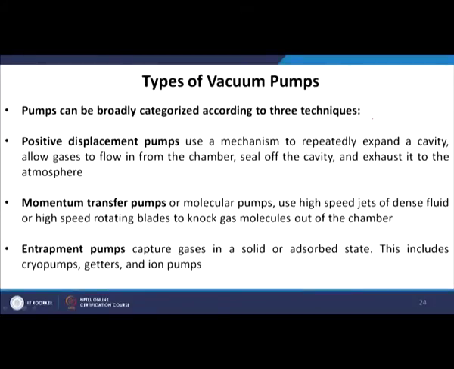Momentum transfer pumps or molecular pumps use high speed jets of dense fluid or high speed rotating blades to knock gas molecules out of the chamber, and then entrapment pumps capture gases in a solid or adsorbed state. This includes cryo pumps, getters and ion pumps.